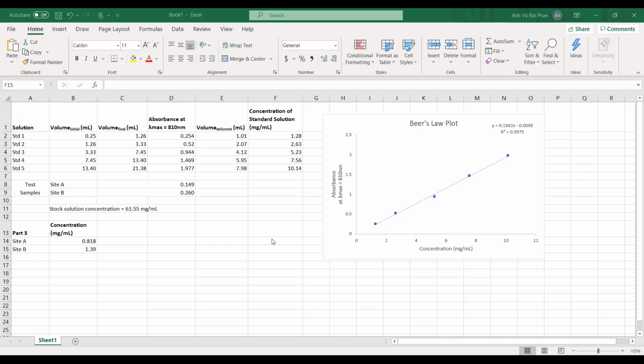Therefore, the best economical choice would be to pick site B to mine for copper.